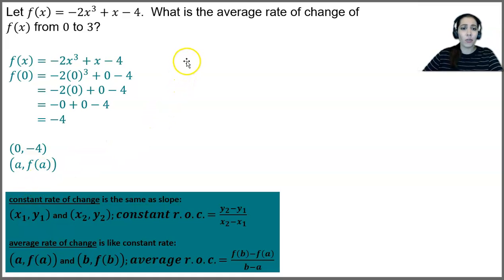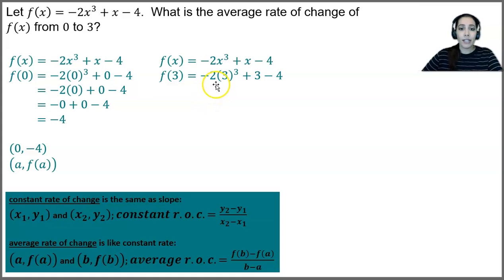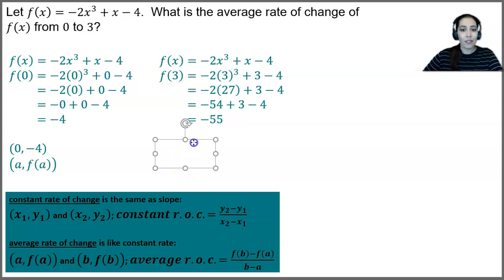Now I'm also going to do this to 3, because the first part of my interval was 0, my upper bound was 3. So I'm going to go ahead and plug in 3 for x. So I have negative 2 times 3 cubed plus 3 minus 4. 3 cubed is 27. Negative 2 times 27 is negative 54. And negative 54 plus 3 minus 4 is negative 55. So when x was 3, y was negative 55. So I'm going to label my 3 b and my negative 55 f of b.